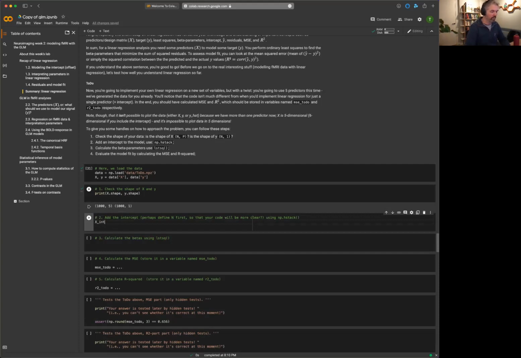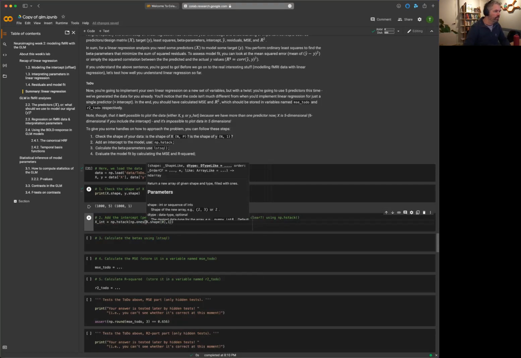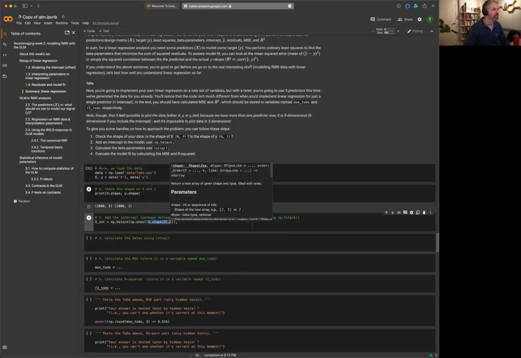So we go xint, right? That's our x with intercept, and that will be np.hstack of np.ones of x.shape, the 0th element of x.shape, and 1. And I do think that, yes, np.ones wants a tuple in there. So this is how we have to do it, right? So this defines the intercept. It makes a matrix of, in this case, 1000 by 1.